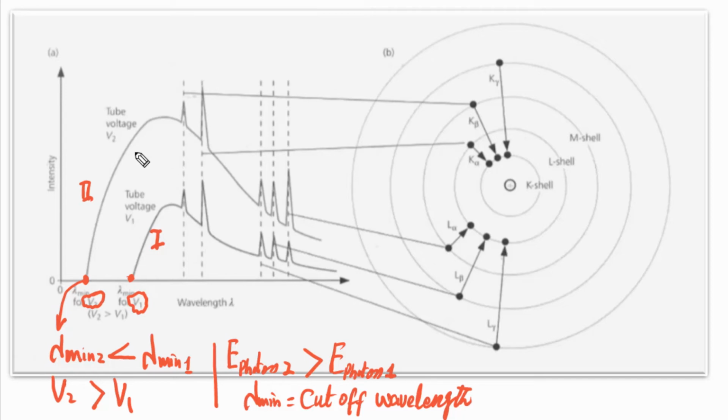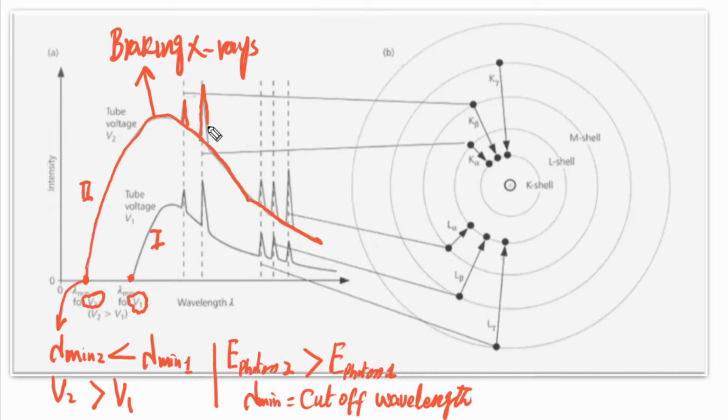And we can see this continuous curve, these radiations are called braking radiations, meaning they are produced when electrons are stopped. We call them braking X-rays, or braking radiations. Braking X-rays means this continuous curve, and this curve is representing braking X-rays, but you can see some spikes here.